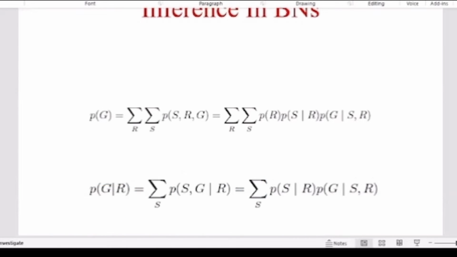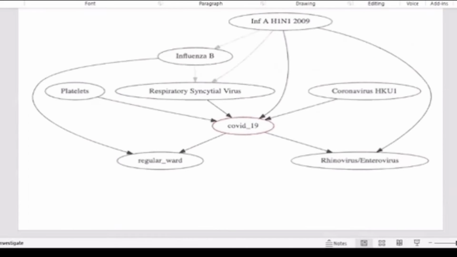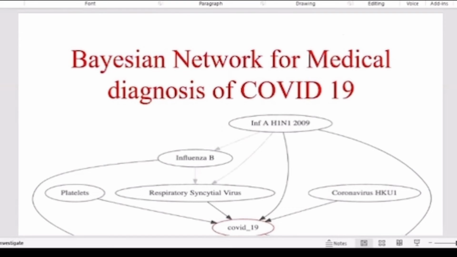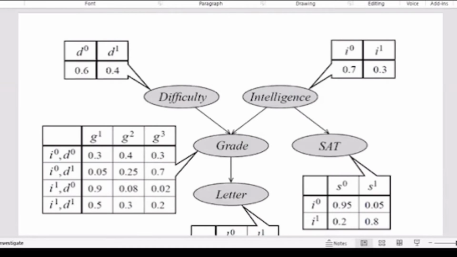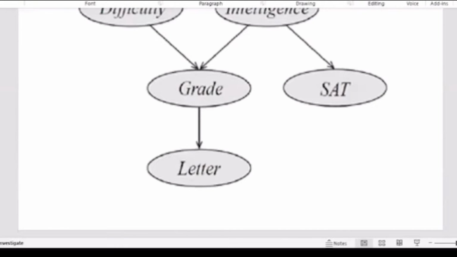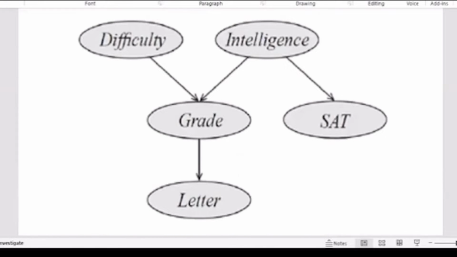Okay. Now, I want to go into something else. This has a lot of application. Let me first come to student performance. Take a look at this. I need you to pay attention. We have difficulty. I'm talking about class. A class may be difficult or easy, like this class now. Intelligence, students may be smart or not.